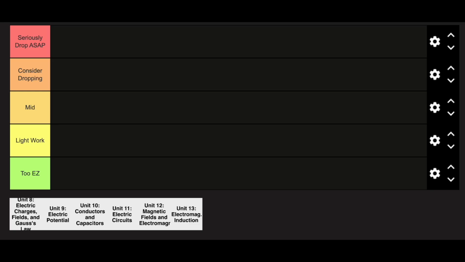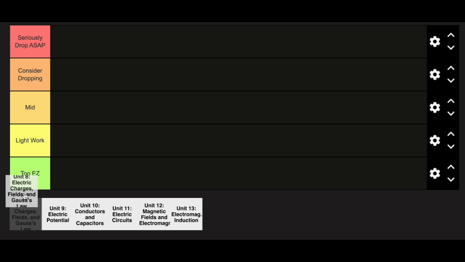Here's a definitive AP Physics C Electricity and Magnetism unit tier list in less than a minute. Now, quick disclaimer, the reason why the units are numbered 8 through 13 and not 1 through 6 is because this is how it's listed on College Board's website, and this is typically a class that's taken right after AP Physics C Mechanics.